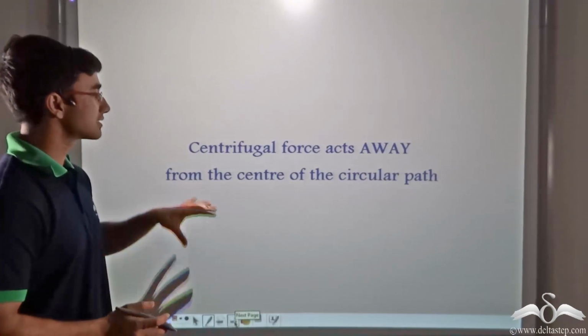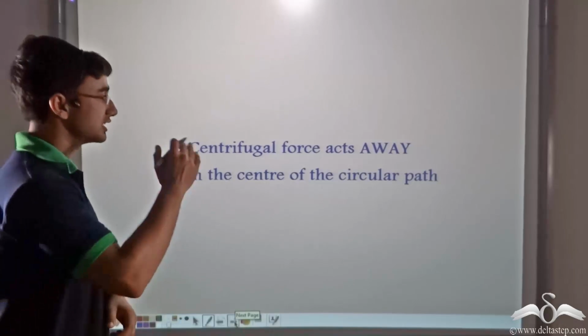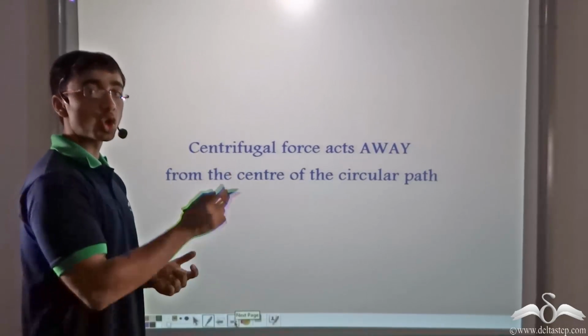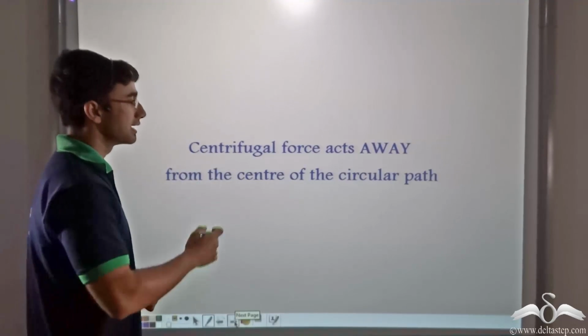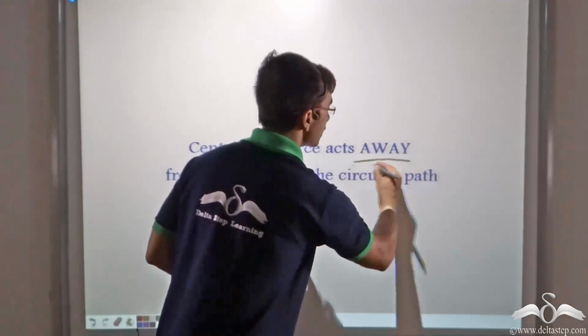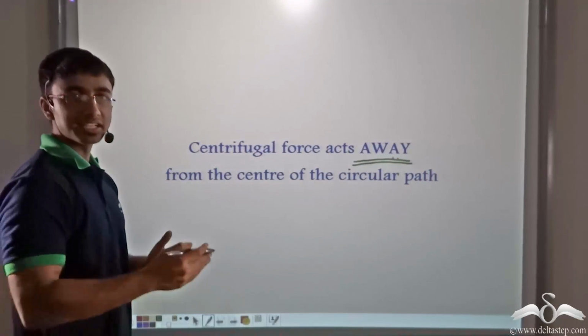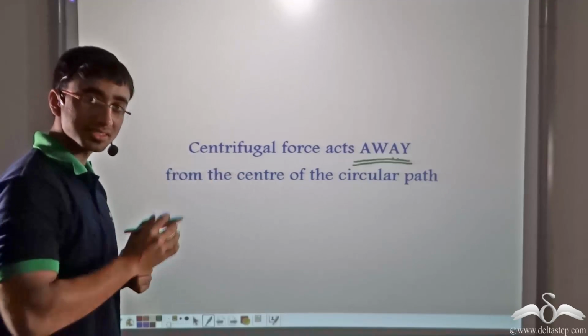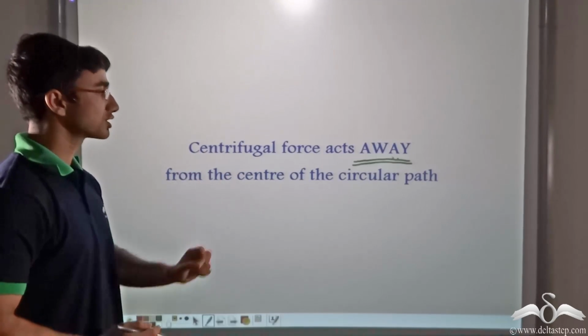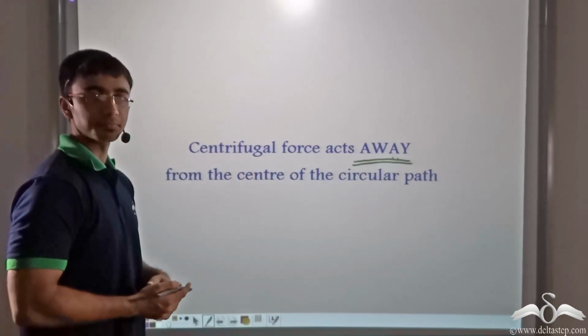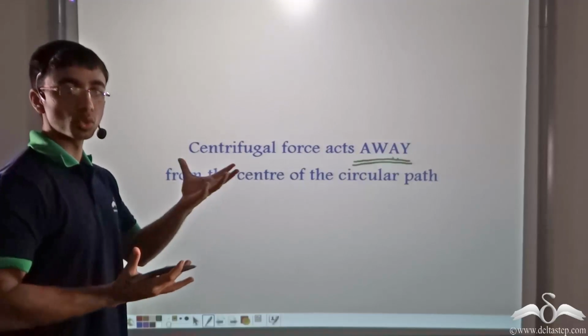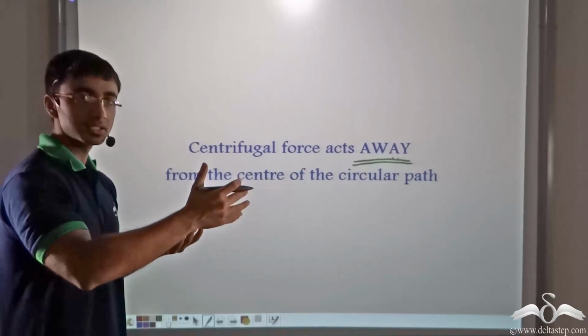This force is known as centrifugal force. Now, centrifugal force, just opposite to centripetal force, is a force that acts away from the center of the circular path. Centripetal force acts towards the center, centrifugal force acts away from the center. So now let us analyze the motion of the mug from one end to the other closely.